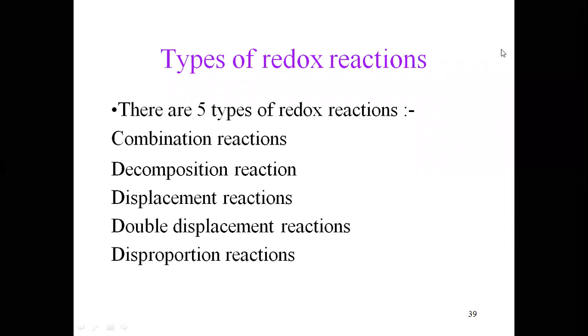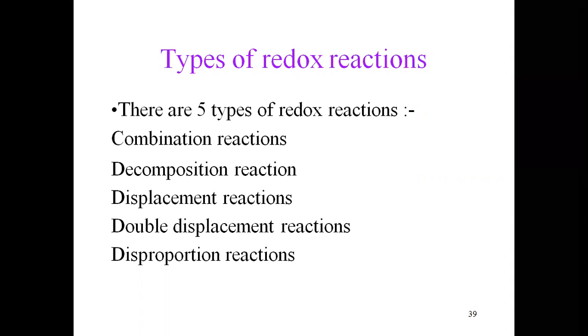So redox reactions: there are 5 types of reactions. Combination, decomposition, displacement, double displacement, and disproportionation reactions. And we have learned these types of reactions in 8th class. There are so many reactions in which metals combine, atoms combine together to form a new compound.